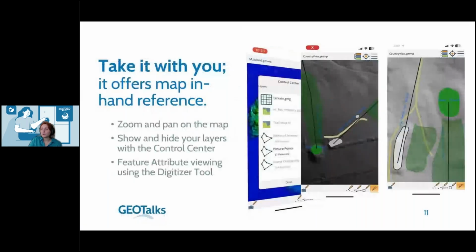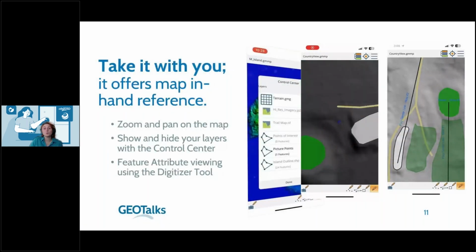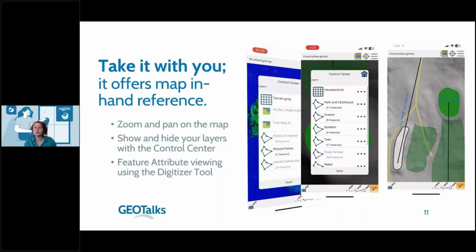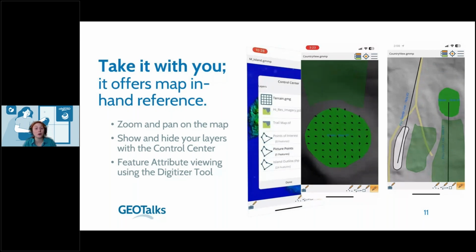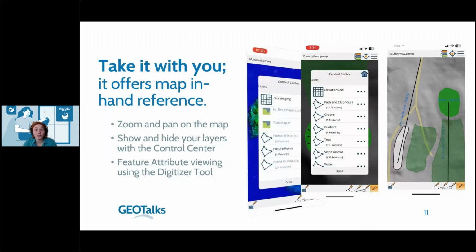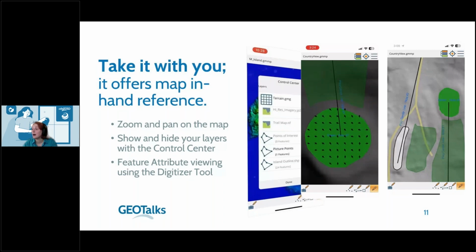Once we're looking at the map in Global Mapper Mobile, we're seeing that this map is zoomable, pannable. Folks can turn layers on and off. So we can see in this map in particular, we've got quite a few layers describing various features in this golf course. And we can toggle those layers on and off, show and hide them. We've got the elevation shaded by a gradient here.